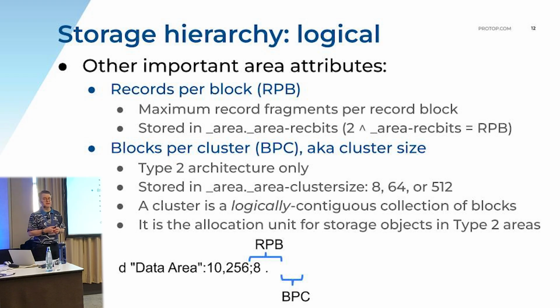A cluster is a logically contiguous collection of blocks within an area. Logically contiguous meaning they have sequential addresses. And we'll talk about those addresses in a bit. And a cluster is the allocation unit for a storage area. That is, every storage area comprises 1 or more clusters, specifically in type 2 areas. And here's a little diagram of a line item from a structure file. So the number after the comma is the RPB. The number after the semicolon is the BPC.